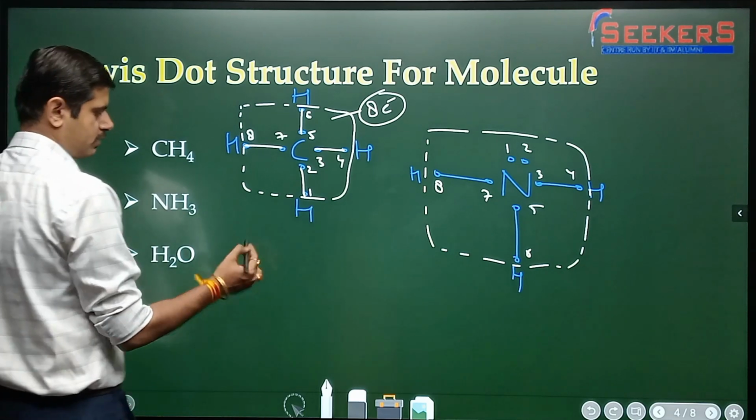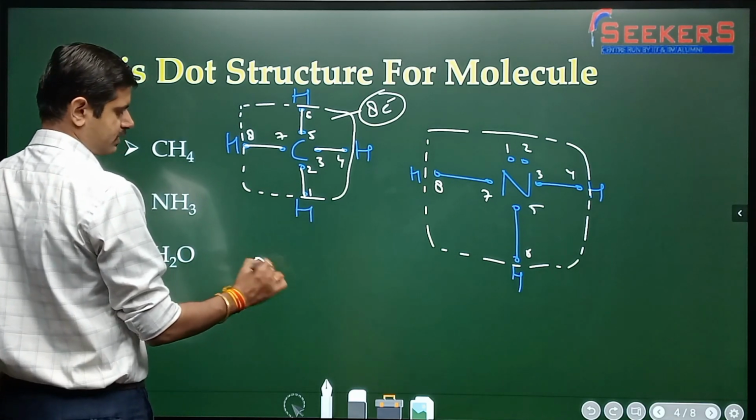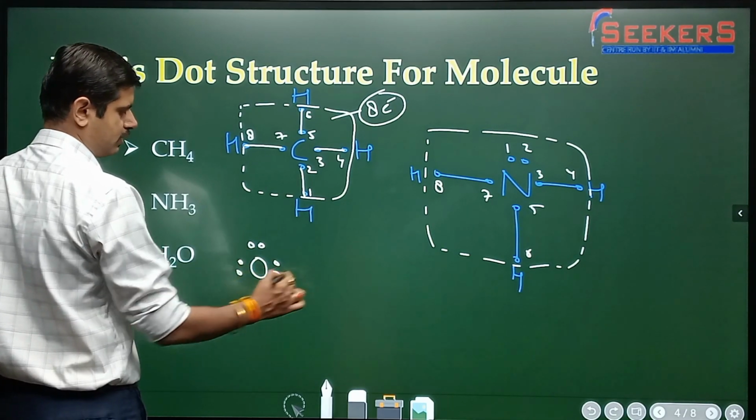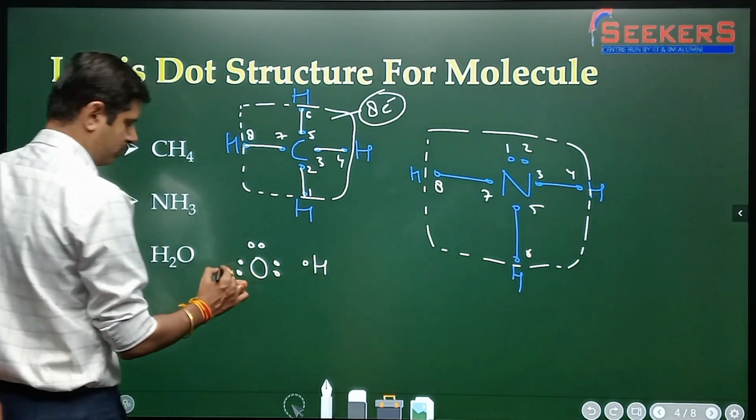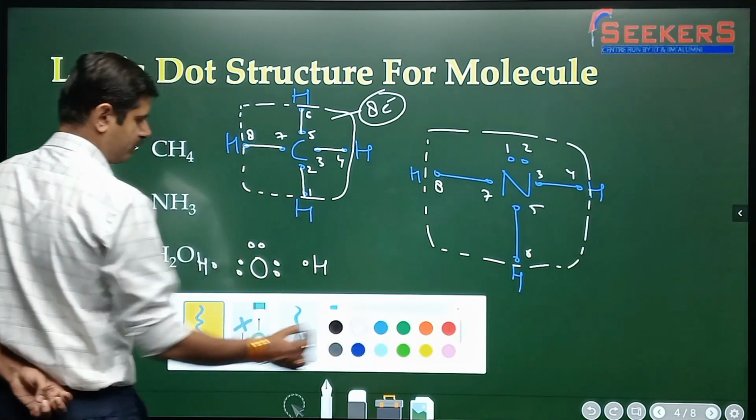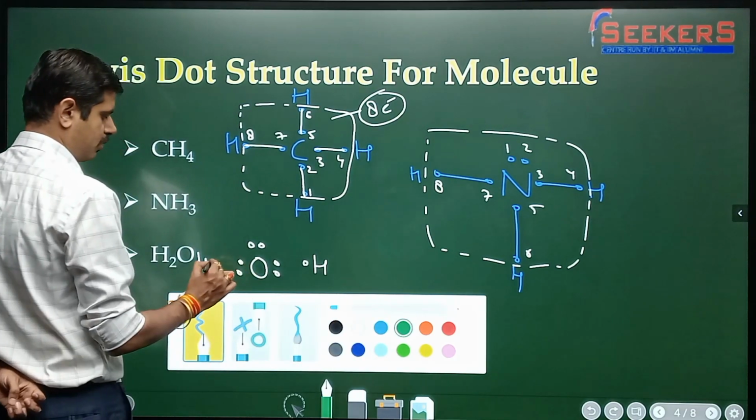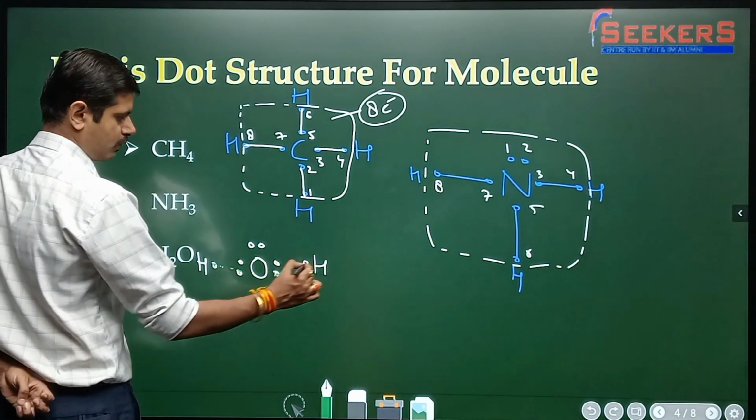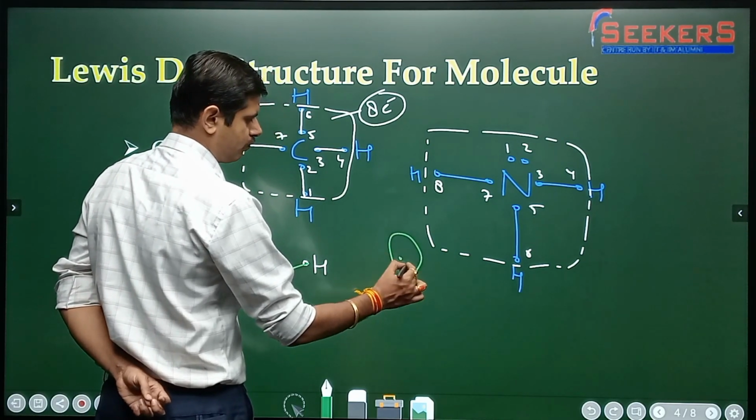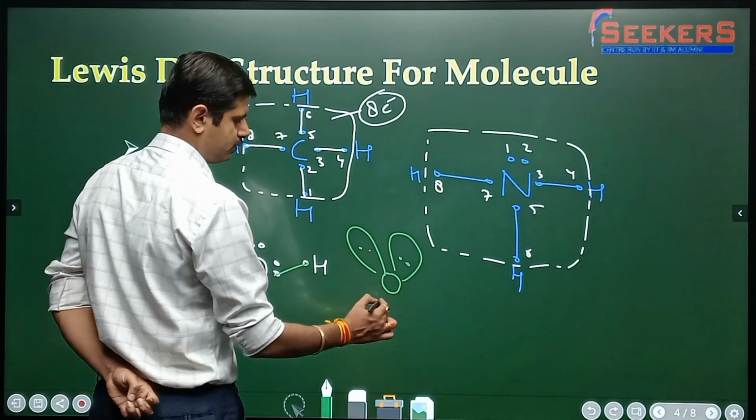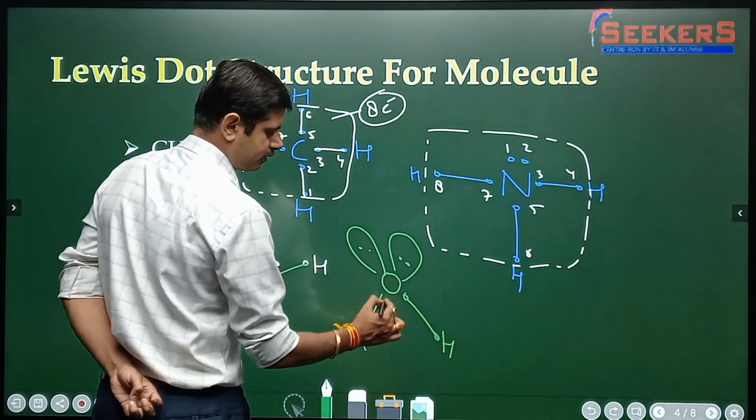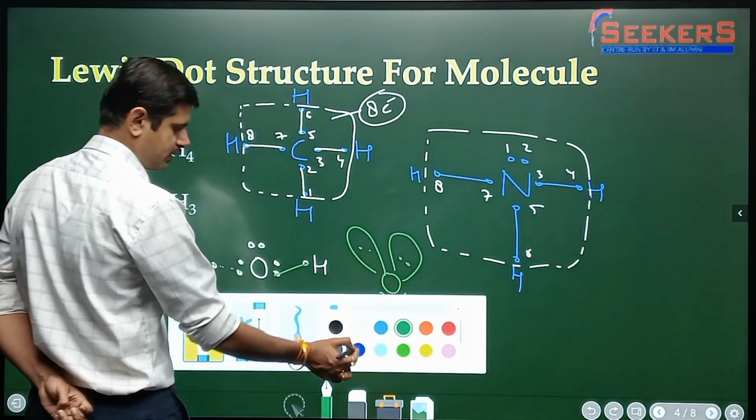With water, oxygen already has 6 electrons. So here 1, 2, 3, 4, 5, 6. Another is hydrogen with 1 electron. Another is hydrogen with 1 electron. They will form a bond, one here, one here. So this structure will look something like this. One lone pair here, one lone pair here. Here, one hydrogen, another hydrogen. These are the electrons. Is it clear?